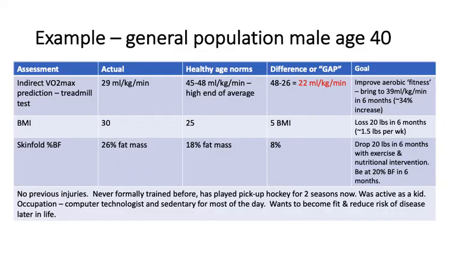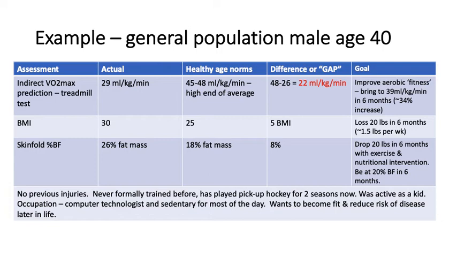Now let's run through an example of a general population male who is age 40. So as you can see on the left row, we have assessment, then we have his actual data, his healthy age norms, the difference or the gap, and the goal. So let's run through a gap analysis here.